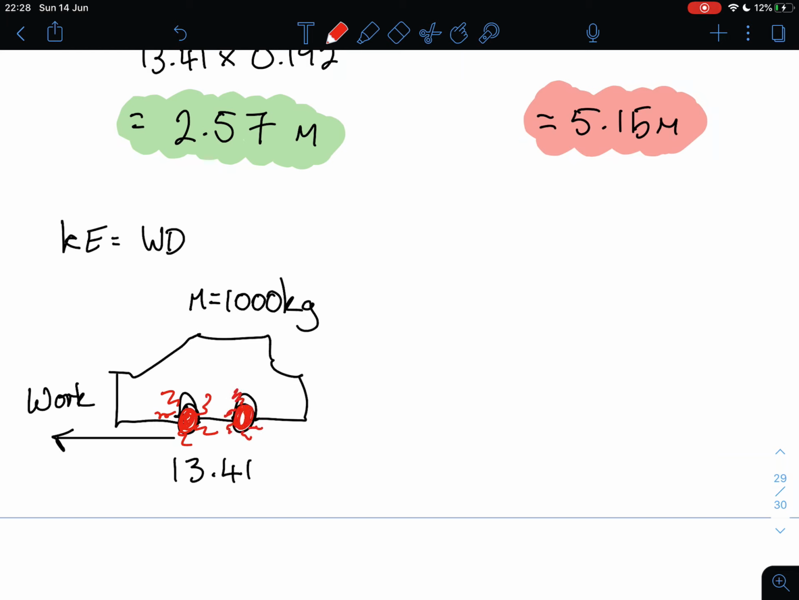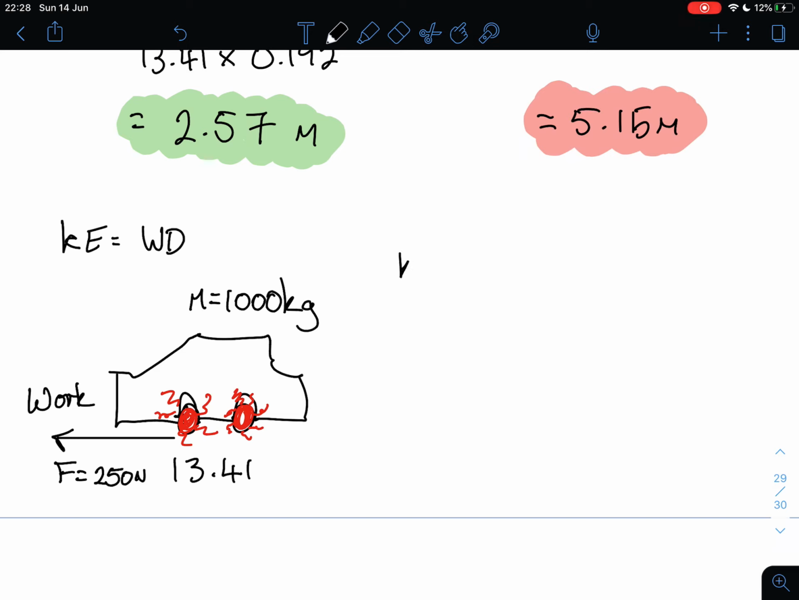By the way, if you've lost the plot at this point, pause it, come back to it later because this is tricky. So let's find out. If my brakes could pull backwards with a force of 250 newtons, how far will I go? So let's have a go.